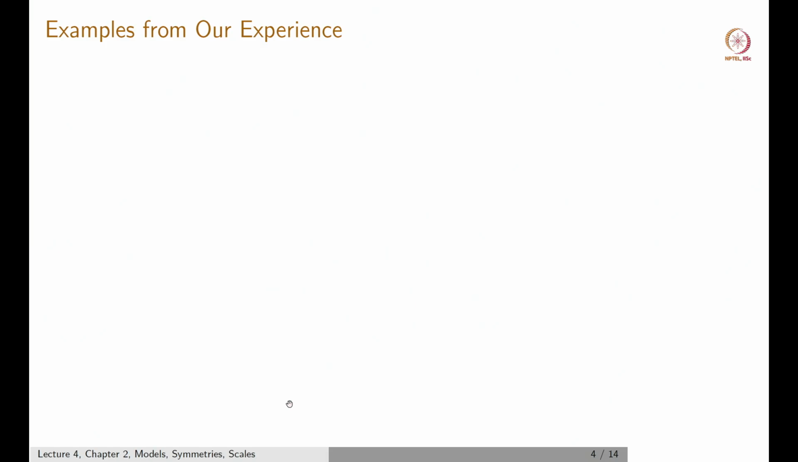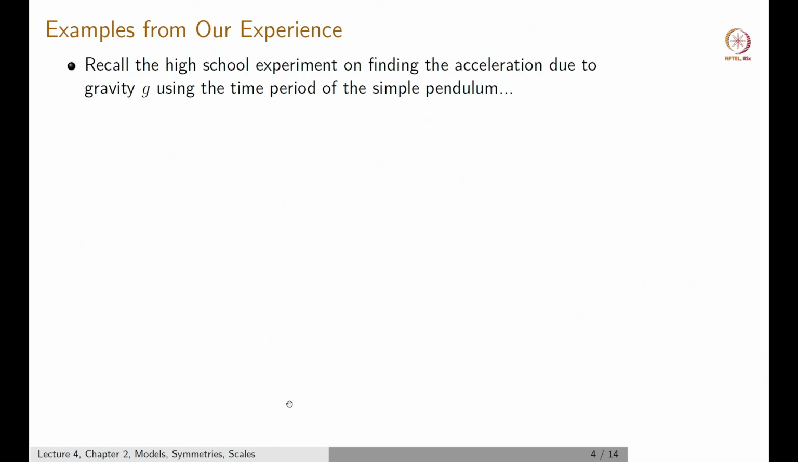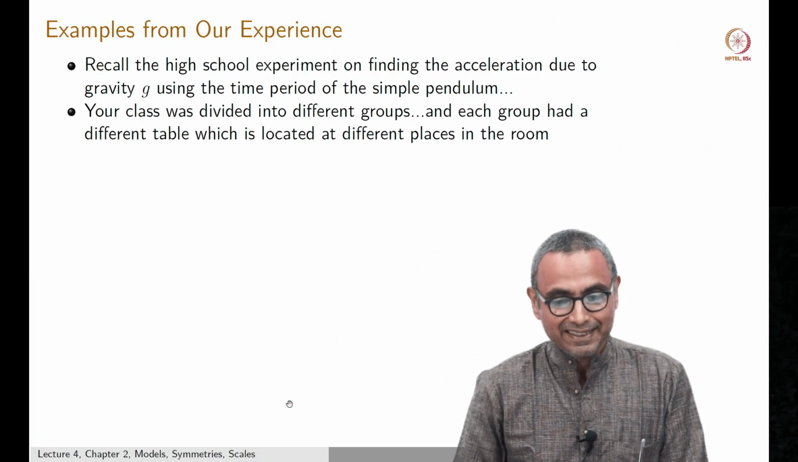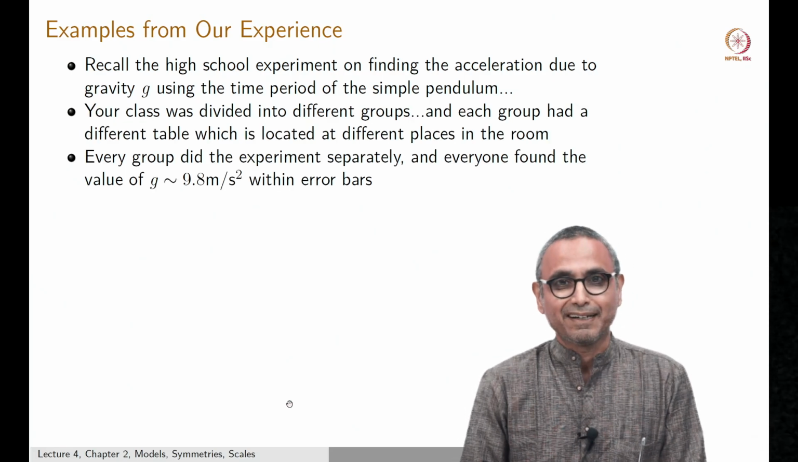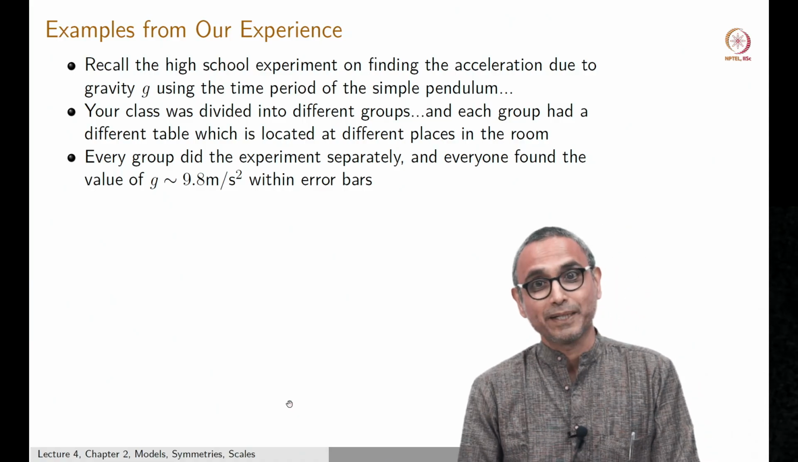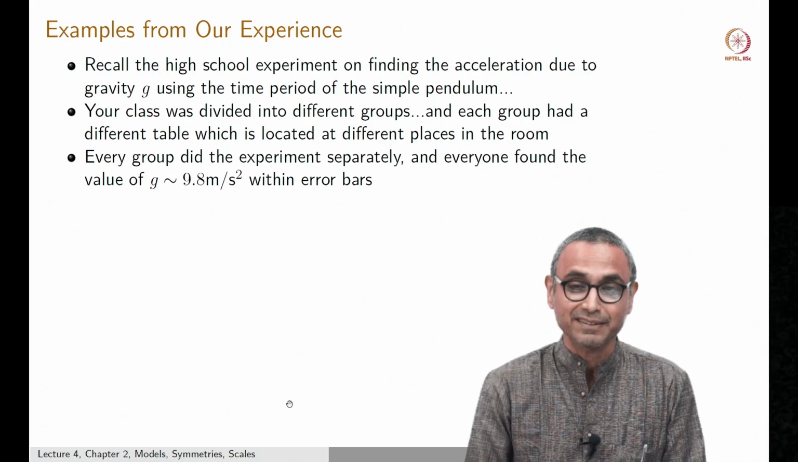So let's look at some examples from our early experience. Recall that when you were in high school, you were asked to compute the acceleration due to gravity by measuring the time period of a simple pendulum. Now, your class may have had 50 students, and they were divided into batches of 5 or 10, and they were given tables to do experiments on, and the tables were not all in the same place. They were in different places in the laboratory. And everybody did their experiment, and to a good approximation, everybody found the answer for g to be 9.8 within error bars.